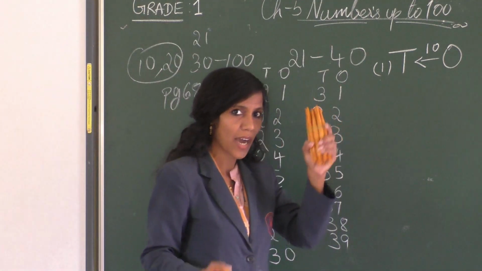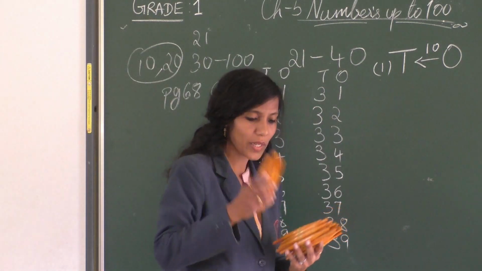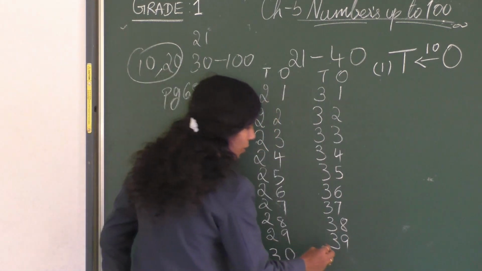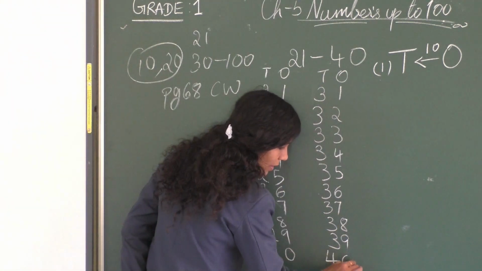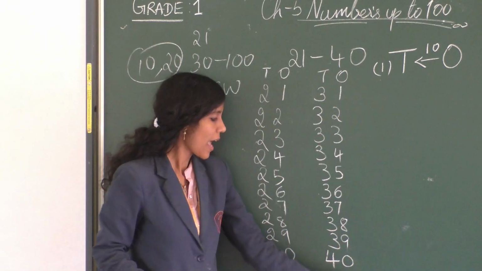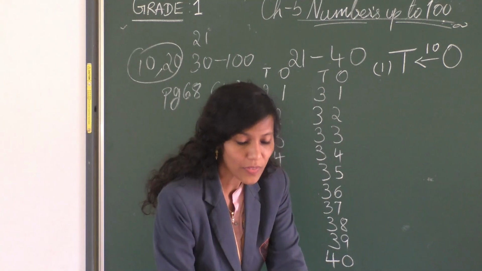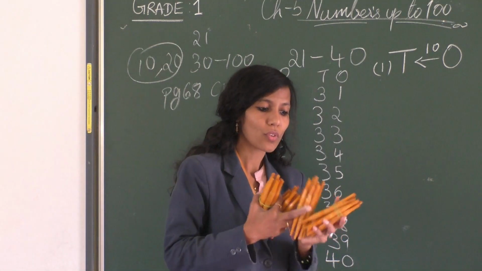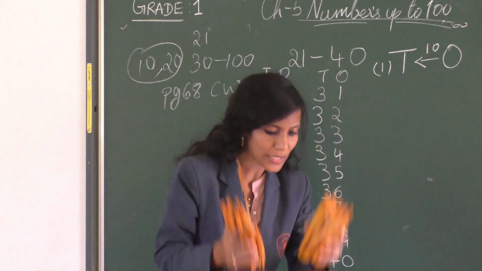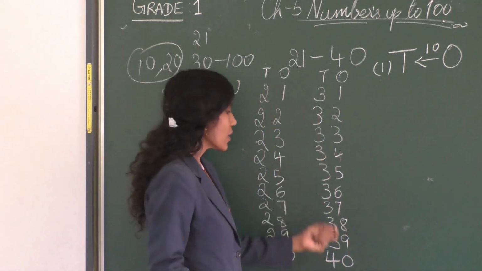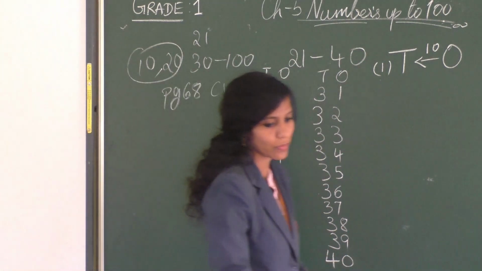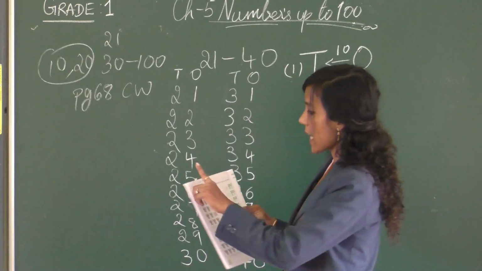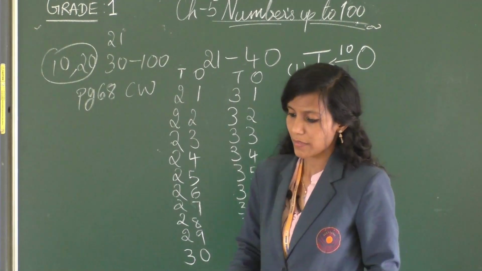So how many bundles do we have? 1, 2, 3 and 4. We now have 4 bundles. So what do we write? 4, 0. Why does the ones place have a value of 0 now? Because we have no single stick. See, 1 bundle, 2, 3, 4. We have 4 bundles of 10s but no single ones. So this becomes 0. That is the same, 21 to 40.